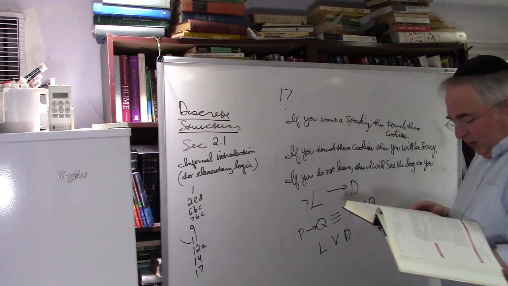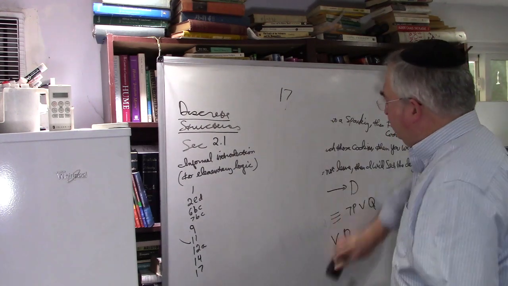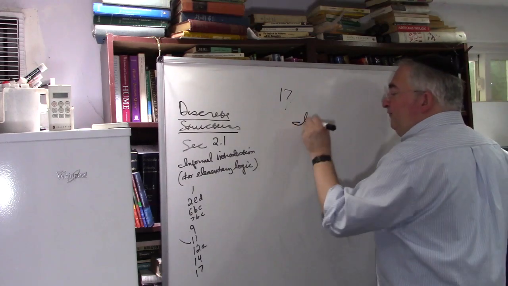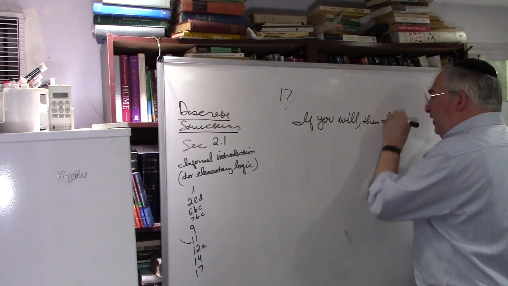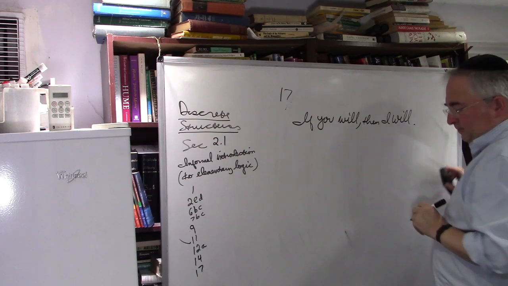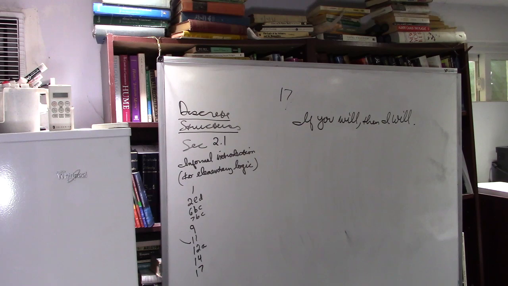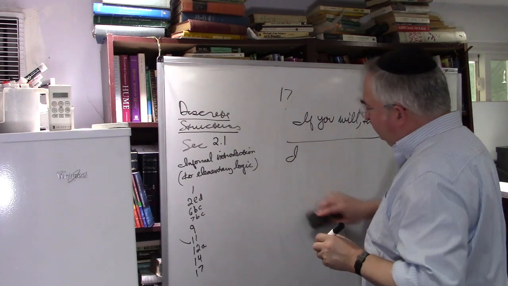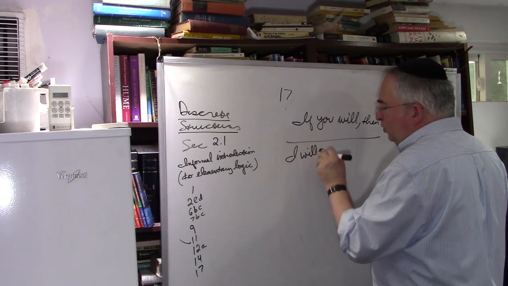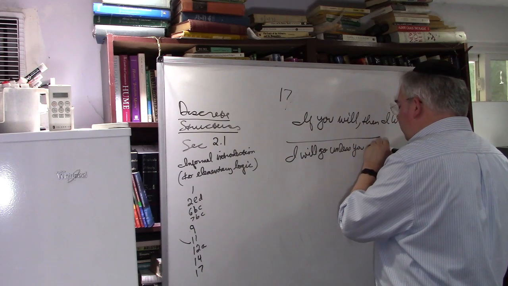I will if you will. So we'll do that like this: if you will, then I will. Okay, I will go unless you stop that. Let's just write this. I will go unless you stop that.